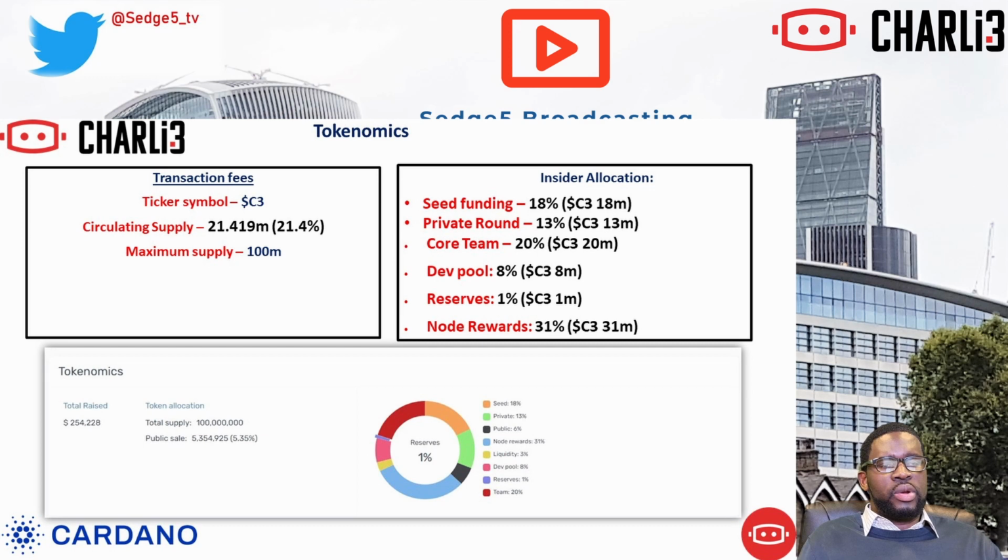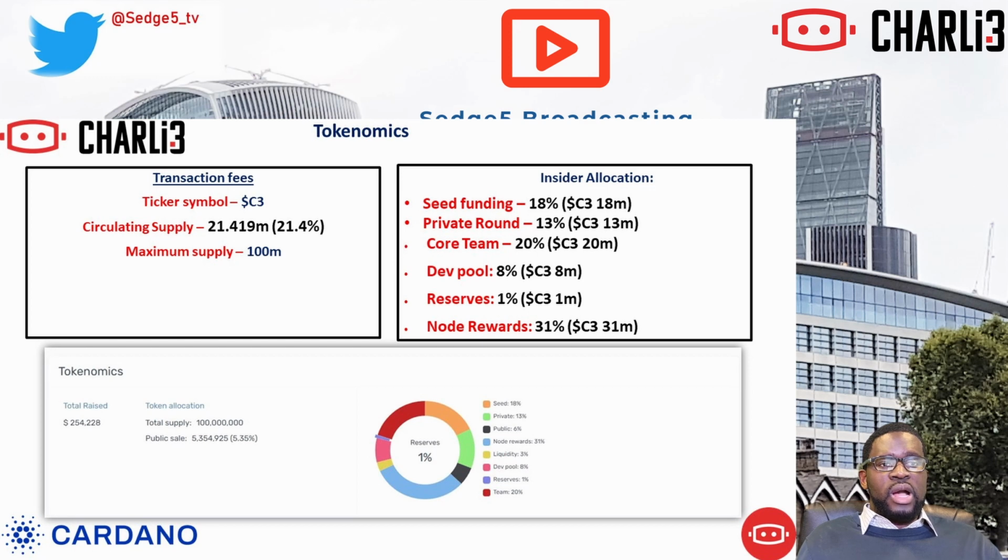Node reward, these are rewards for those nodes that will be validating transactions, is 31% or 31 million C3 tokens. Liquidity, initial liquidity was allocated 3% or 3 million C3 tokens. Developer pool, which I think is an allocation for developers or those projects that want to come and develop on Charlie 3 or the Charlie 3 developers themselves. Allocation was 8% or 8 million C3 tokens. Reserves, this is protocol reserves, 1% or 1 million C3 tokens. And finally, the team was allocated 20% or 20 million C3 tokens.